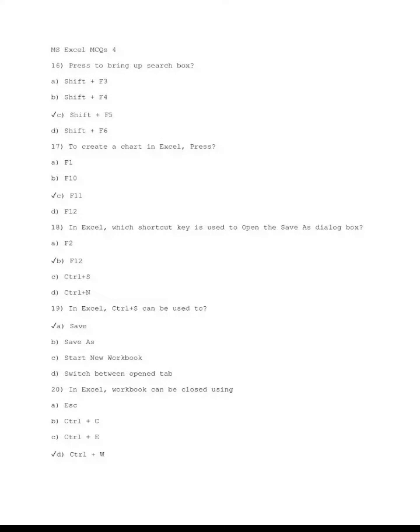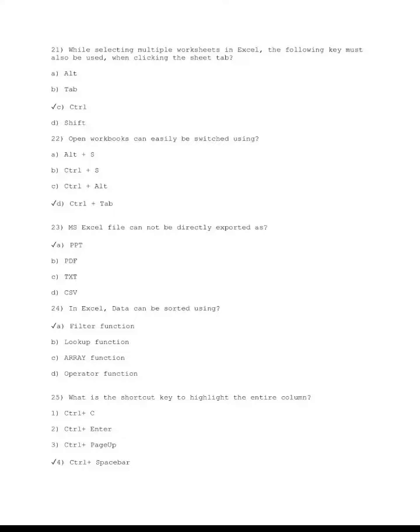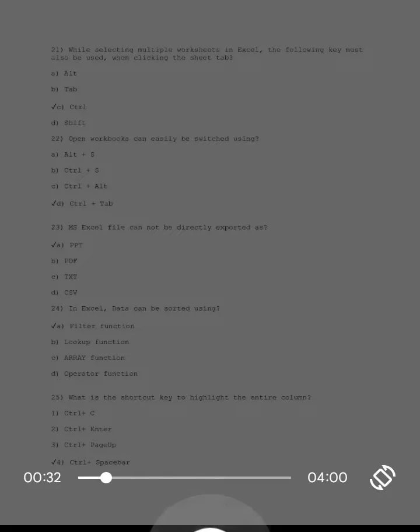In Excel, which shortcut key is used to open the Save As dialog box? F12. And Ctrl S is used to save. And a workbook can be closed using Ctrl W. Next is, while selecting multiple worksheets in Excel, you must also use Ctrl when clicking the sheet tab. Workbooks can be easily switched using Ctrl plus Tab.